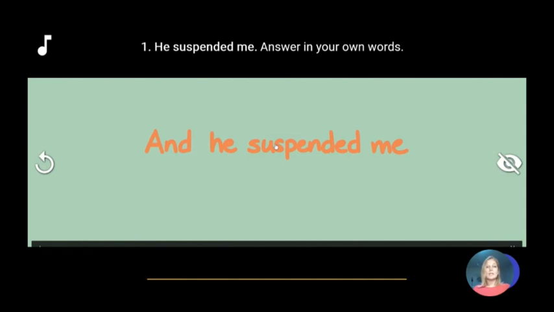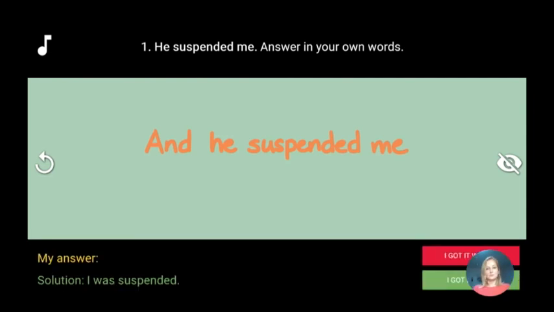Okay, here is the first one. He suspended me. So what do you think? How will this sentence be in the passive voice? Think about the subject, me. What did we say if it is a personal pronoun? Okay, let's check your answers. The answer is I was suspended. Did you get it right? I hope you did. Let's move on.